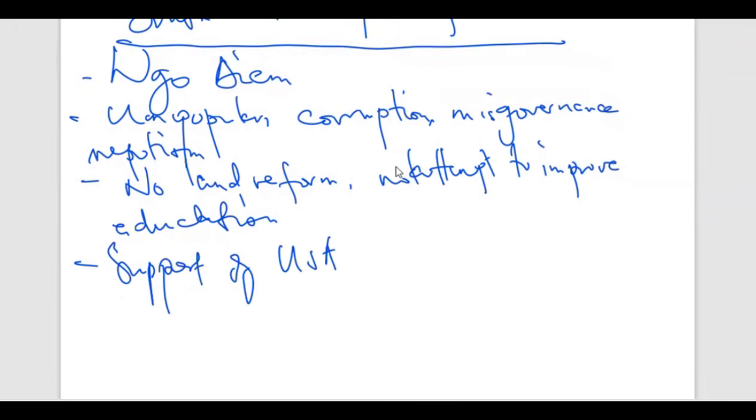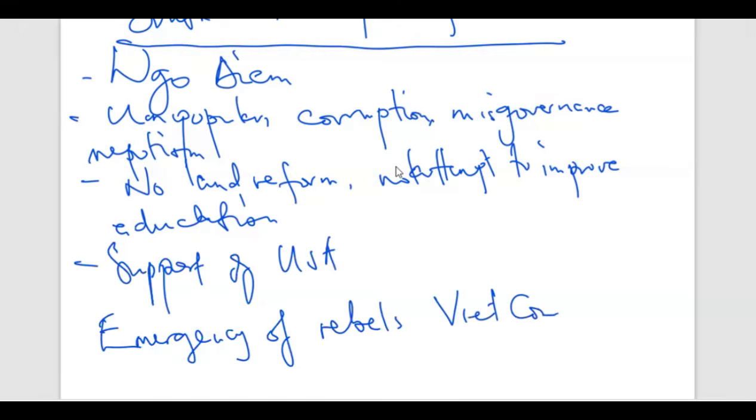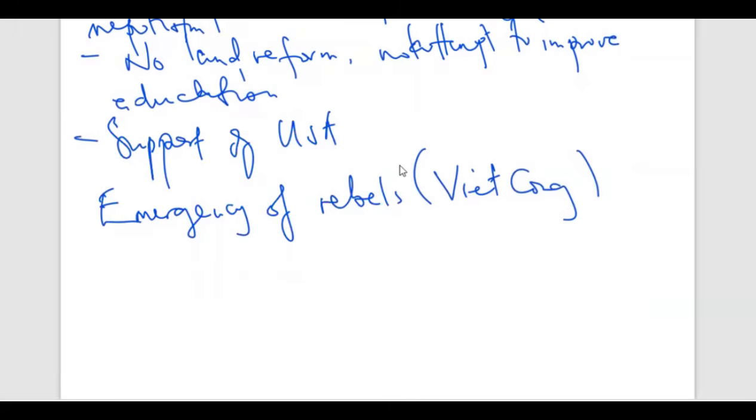Given this situation, people in the South were not happy. That led to the emergence of the rebels, who were called the Viet Cong, who were supported by the North Vietnamese army. They were not happy with the government. They wanted to fight the government. That is how the Viet Cong emerged. They had the support of the peasants who were not happy with the government. And also they were getting support from North Vietnamese who wanted the whole of Vietnam to be united under communism. That was the threat with Vietnam, South and North.